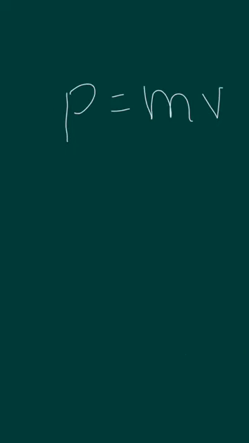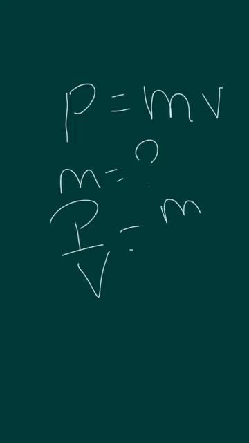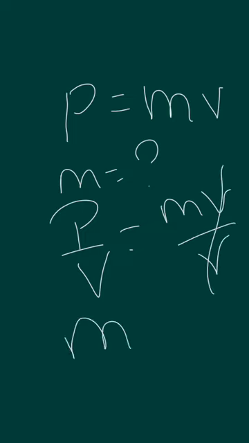So now we have another formula. P equals mv. We want to solve for m. Okay, back to the opposites. You've got mass times velocity. So opposite of multiply is divide. So you divide both sides. So that's P divided by V is equal to mv divided by V. Cancels out our V's. So that leaves us with our m is equal to P divided by V. And that's our answer.